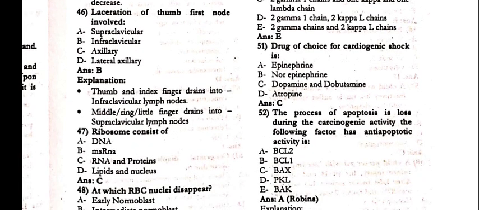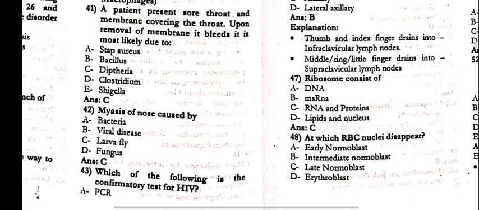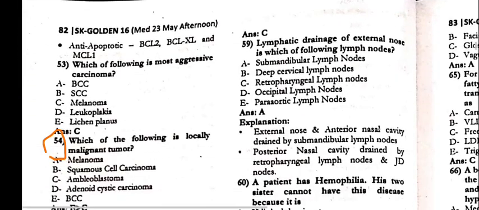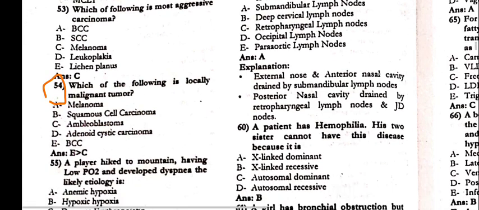51, the drug of choice for cardiogenic shock is dopamine, dopamine. 52, the process of apoptosis is lost during the carcinogenic activity. The following factor has anti-apoptotic activity, which is the BCL2. Next, 53, which of the following is the more aggressive carcinoma? That is the melanoma. Which of the following is a locally malignant tumor?